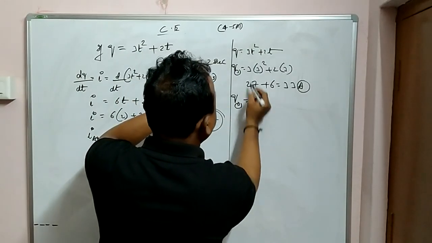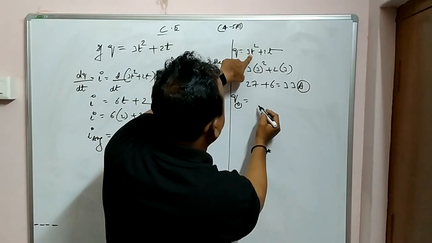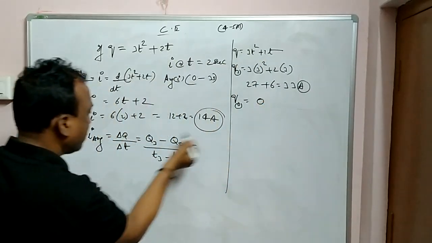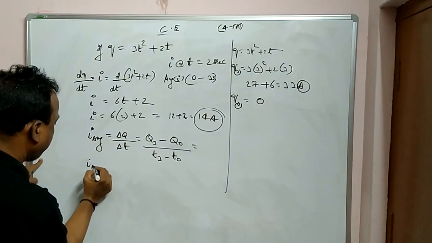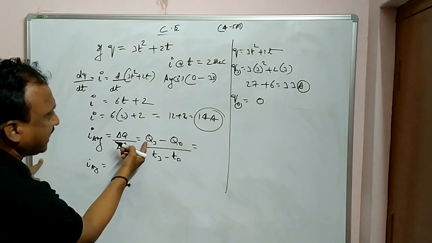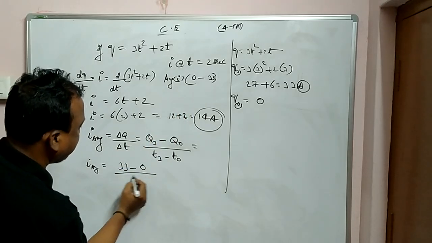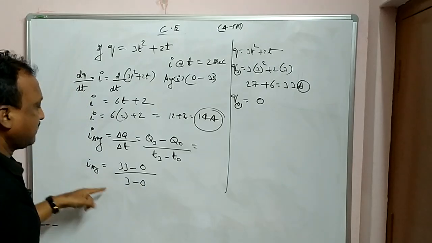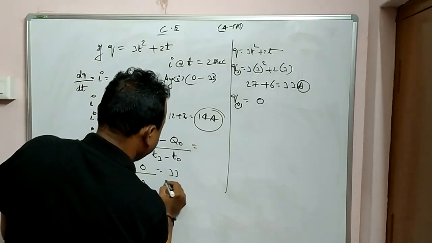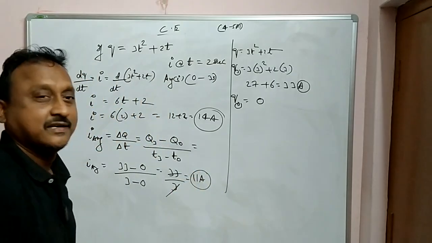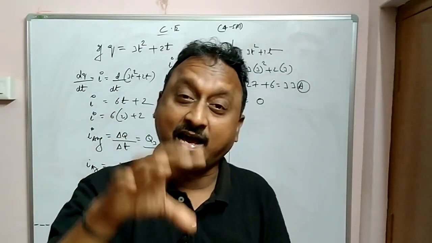Now find the charge at 0. Put time is equal to 0 here. What happens? 0 into 3 is 0. So 0 value. Put those values here and you will get I average. Delta Q is 33 minus 0, by 3 minus 0. That is nothing but 33 by 3, that is 11 amperes. So this is how you will be calculating I average.